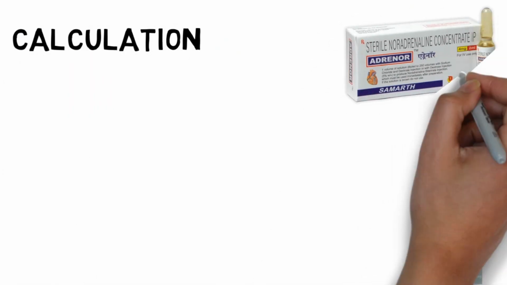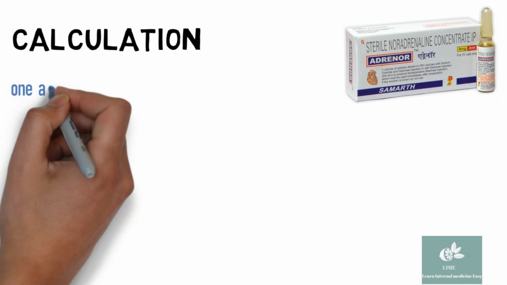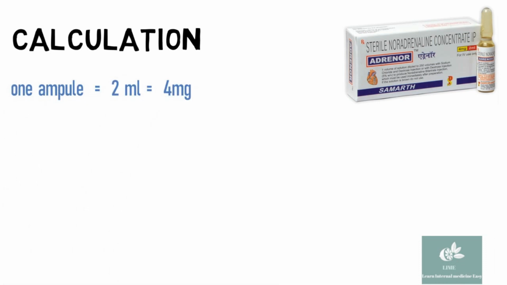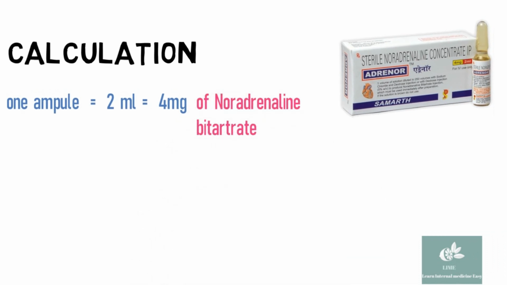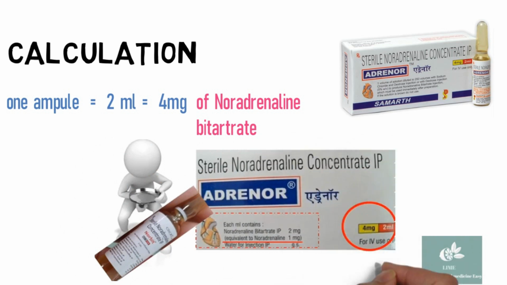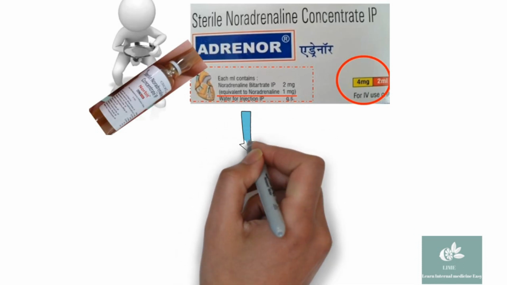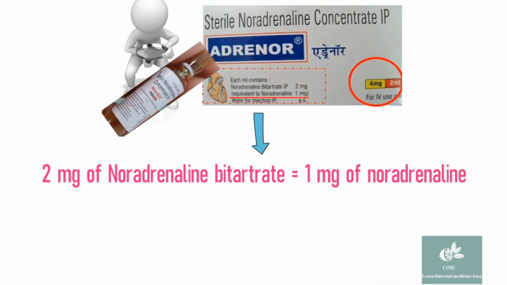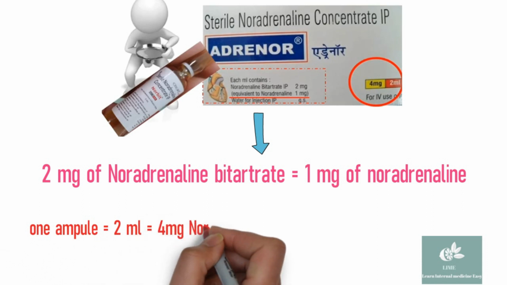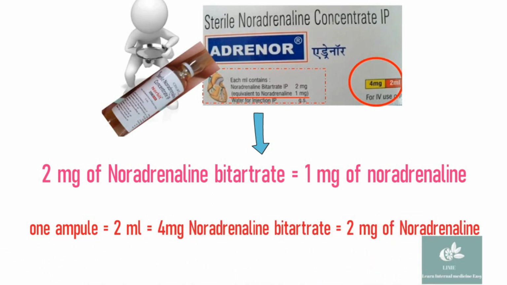Dose calculation. One ampule contains 2 ml of 4 mg noradrenaline bitartrate. Here we have to note that 2 mg of noradrenaline bitartrate is equivalent to 1 mg of noradrenaline. So 1 ampule contains 2 ml of 4 mg noradrenaline bitartrate, which is equal to 2 mg of noradrenaline.